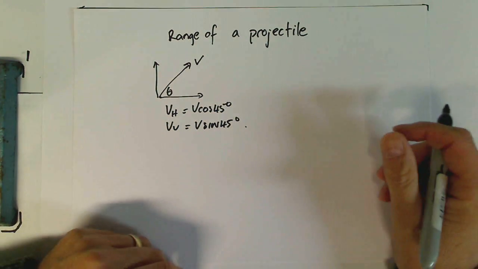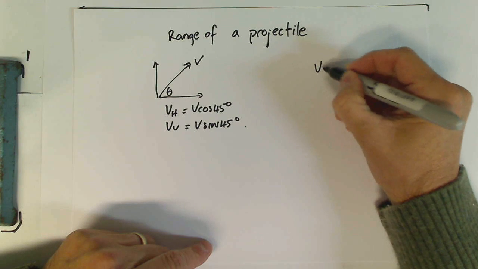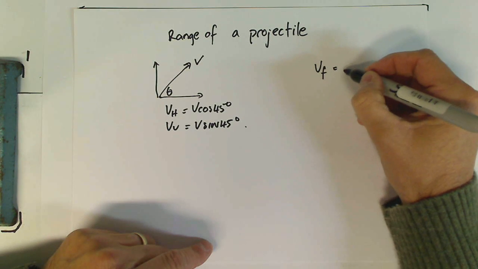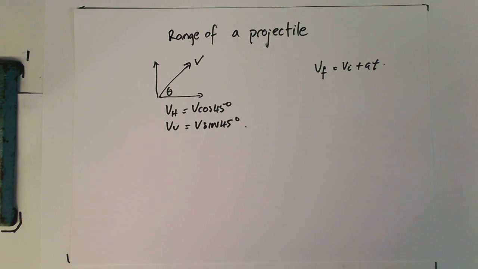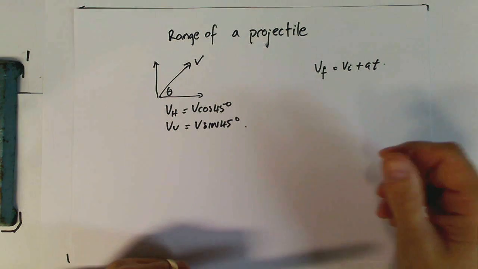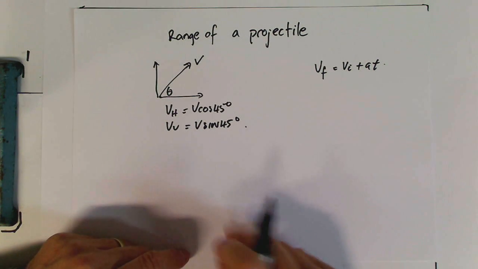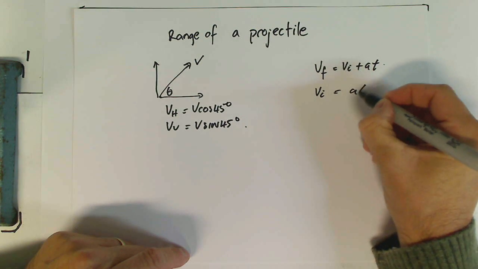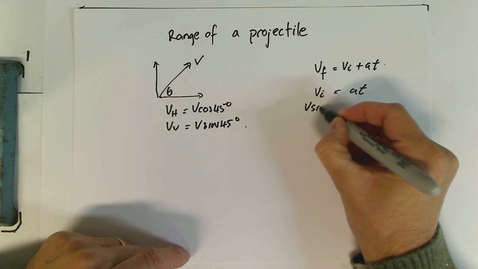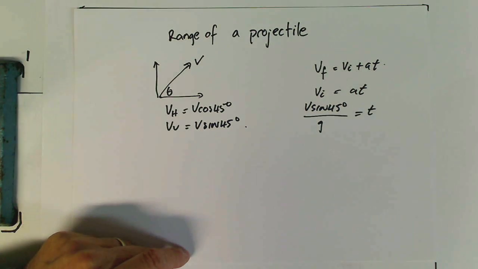By now it should be really solidly ingrained in your head that it's the vertical velocity that determines the flight time. Now we have to remember one of our kinematics equations. Vf equals vi plus at. We know for the time to get to maximum height, we're just looking at that vertical velocity, and at maximum height Vf is going to be 0. We already know Vi for the vertical is v sine 45 degrees, so we can say Vi is going to be equal to at, or v sine 45 degrees divided by g is going to be equal to t. So that gives us our flight time to get up to maximum height.